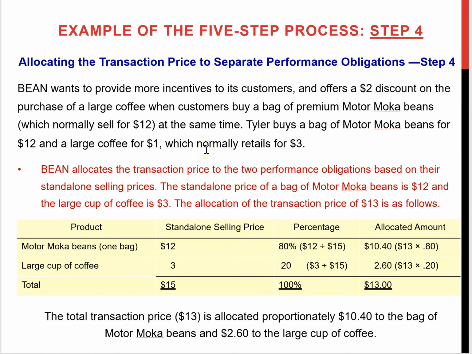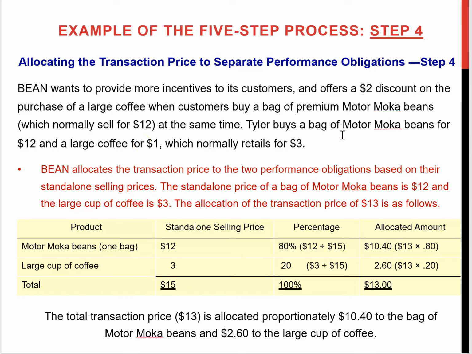Bean wants to provide more incentives to its customers and offers a $2 discount for a large coffee when a customer buys a premium Motor Mocha bean bag, which is usually sold for $12. Now Tyler went to the shop the other day, and Tyler bought this large Motor Mocha beans bag for $12, and at the same time he's ordering a large coffee which is usually $3, but they said that if you buy this bean bag you will get a $2 discount for that large coffee. That means now Tyler needs to pay only $1 for the large coffee.